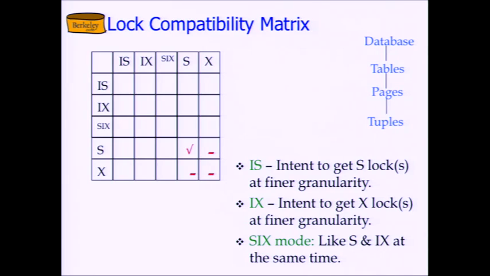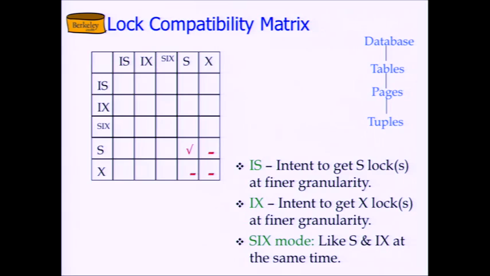So 6 is the conjunction of S and IX. All right, so this should be pretty easy to think through. So let's just do it. I want an intent to shared lock. You want a shared lock and an intent for exclusive lock. Is that okay? Yes, your S and my IS are compatible. Your IX and my IS are compatible. So the whole business is compatible.